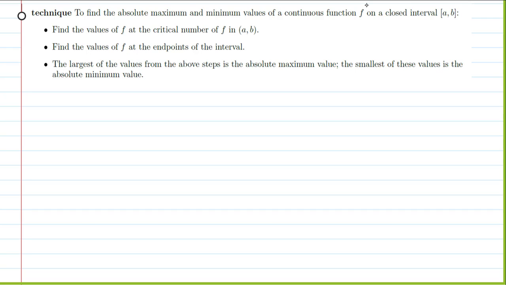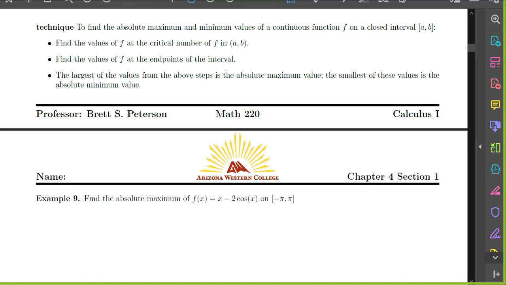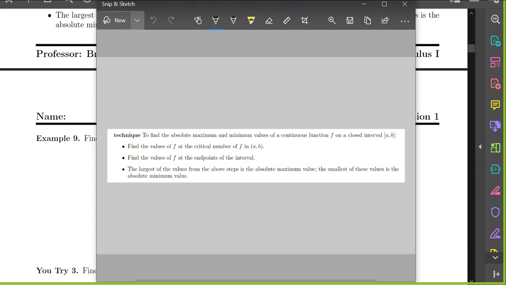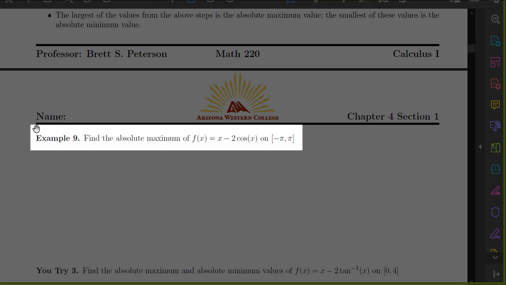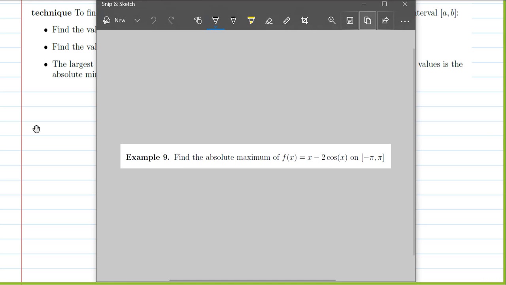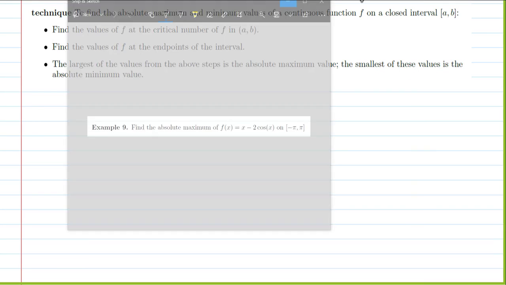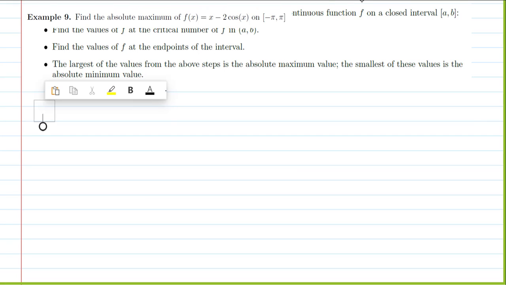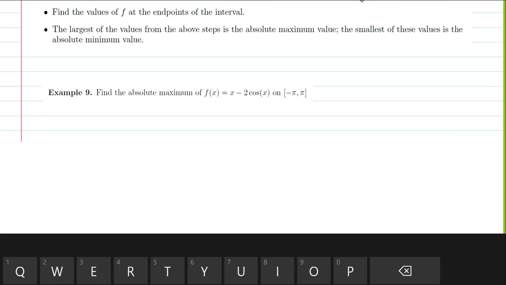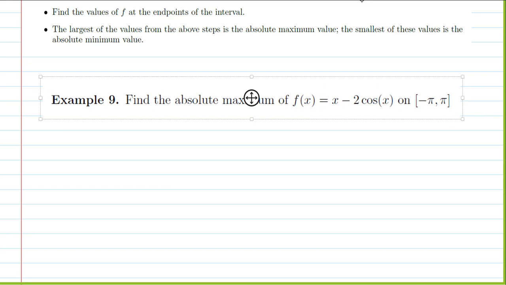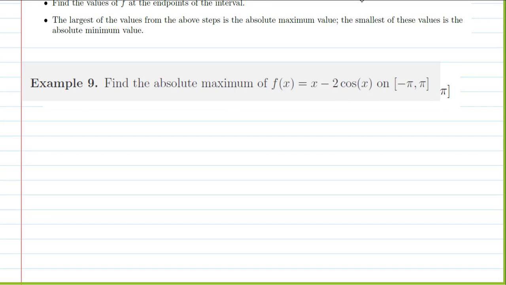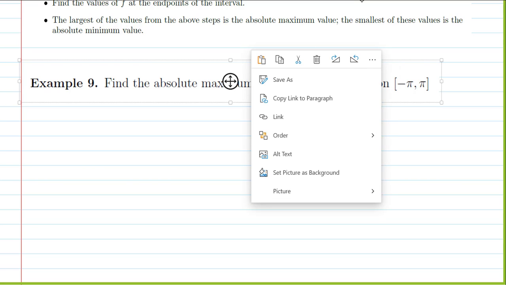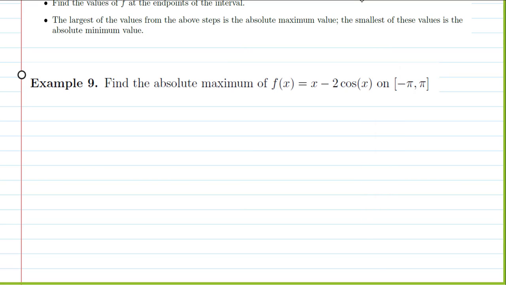Okay, so let's go ahead and do an example using this. So we wish to find the absolute maximum of f of x equals x minus 2 cosine x on negative pi to pi. All right, so first thing we need to do is find the critical numbers.